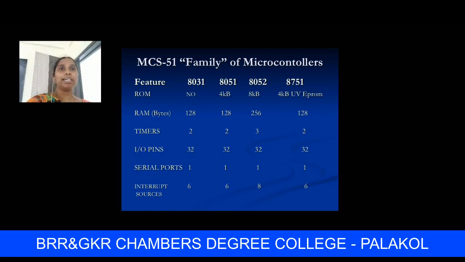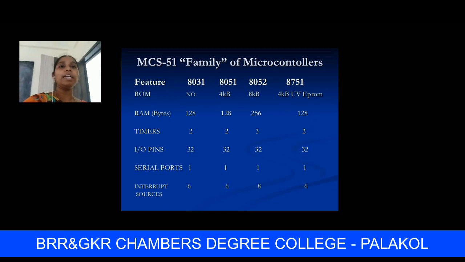Next, coming to the timers: 8031 has 2, 8051 also has 2 timers, 8052 has 3 and 8751 has 2. Next, coming to the IO pins. IO pins are 32 pins. 8051 has 32 pins, 8052 is also 32, 8751 is also 32. Next, coming to the serial ports. All the families have only one serial port.